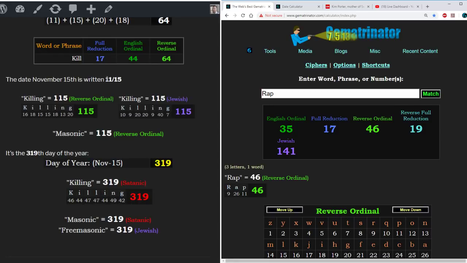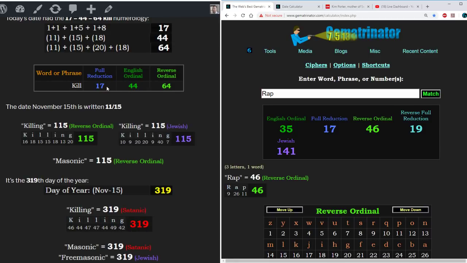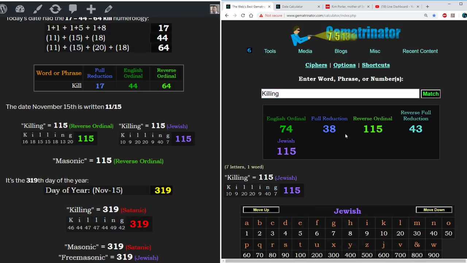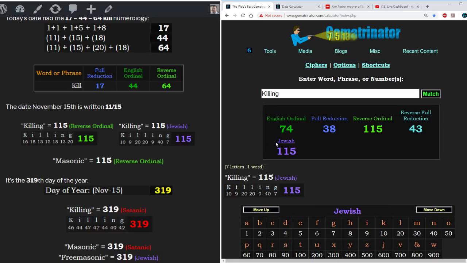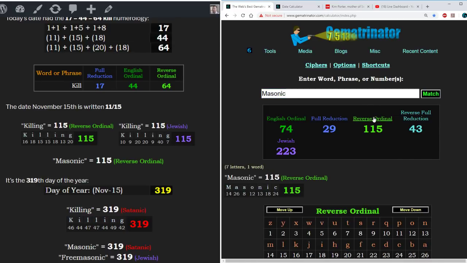And not only did today have that numerology that lines up with the word kill so well, but think about the day's date, November 15th, 1115. The word killing also sums to 115 in 2 ciphers, both the reverse alphabetic order and the Jewish method. The word Masonic also has this 115. We're talking about Freemasonry here being involved.